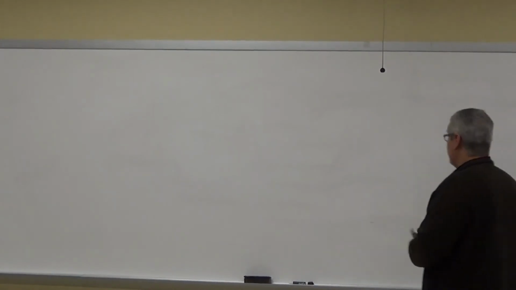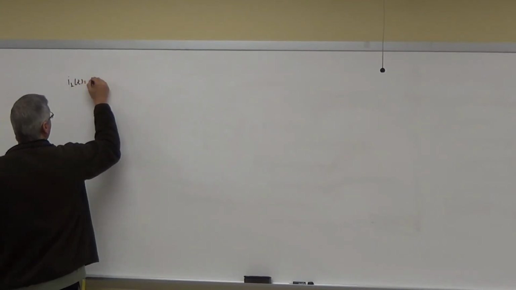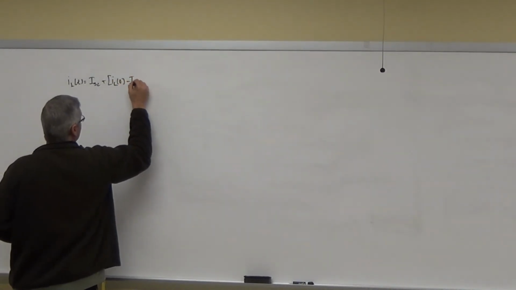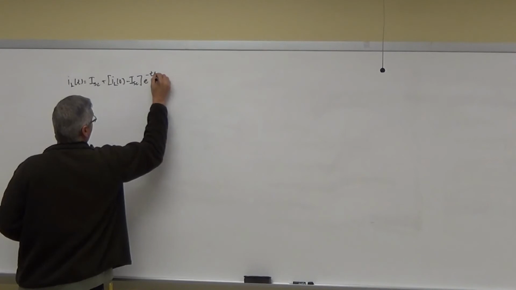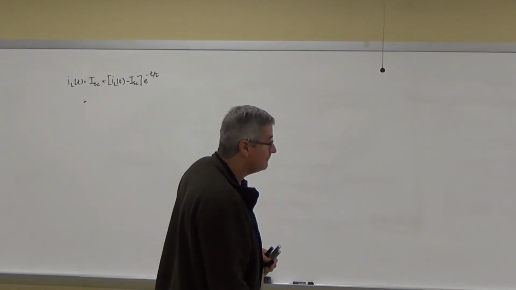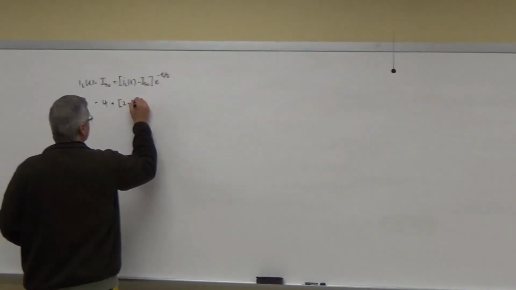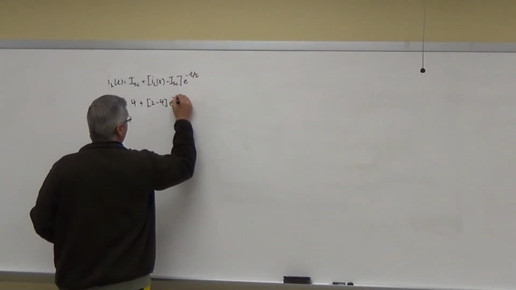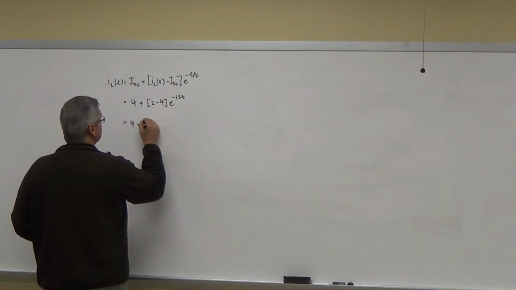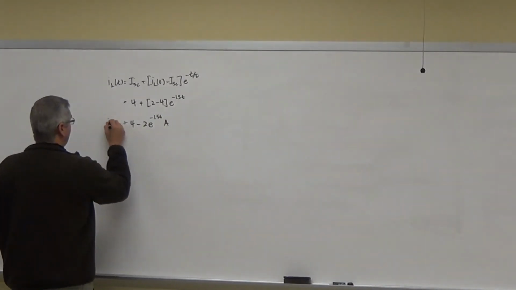If I write up the solution, the IL of t should be I short circuit plus IL of 0 minus I short circuit, times e to the minus t over tau. We saw that I short circuit was equal to 4. So it's 4 plus 2 minus 4 times e to the minus 1.5 t. Looking at this, I'm going to get 4 minus 2 e to the minus 1.5 t amps, or IL of t.